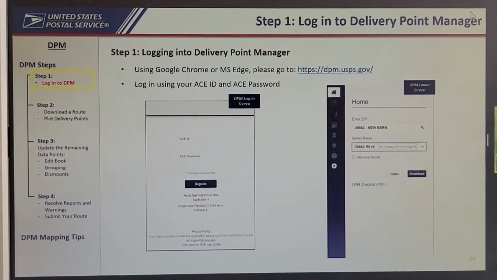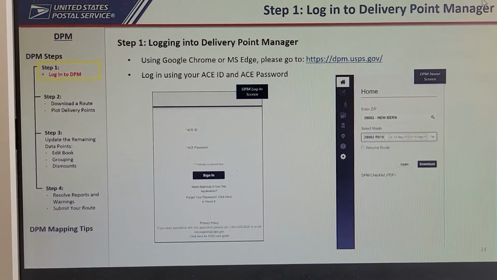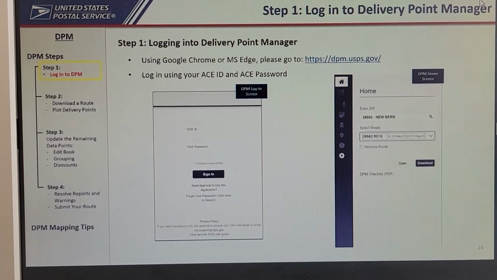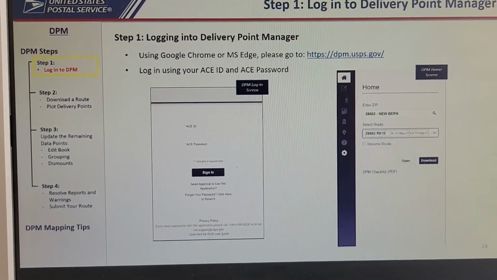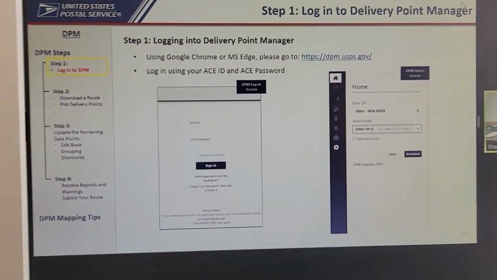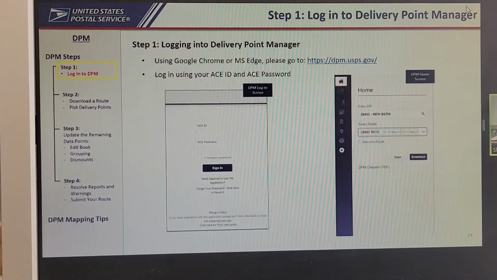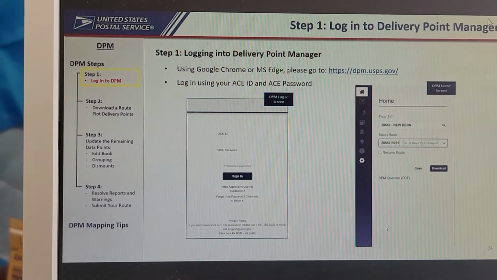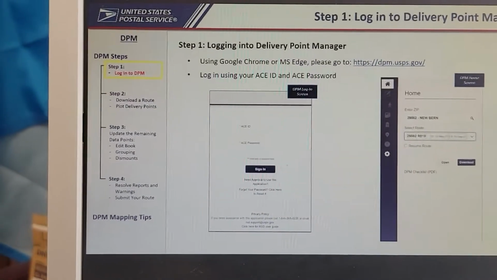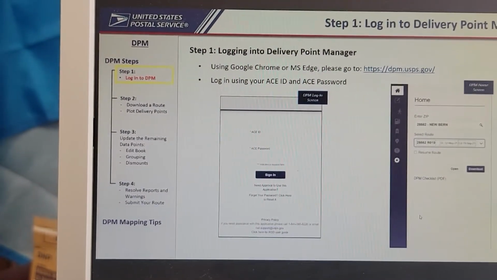Then you're going to enter your API and password, get logged in, and you're going to come to the DPM home screen. Got to make sure that you're using Google Chrome or Microsoft Edge as your browser. Also, we've got the URL posted there for you. So when you come to the home screen, you're going to enter your 5-digit zip code, and it's going to populate your route. I do want to point out right under there is a DPM checklist.